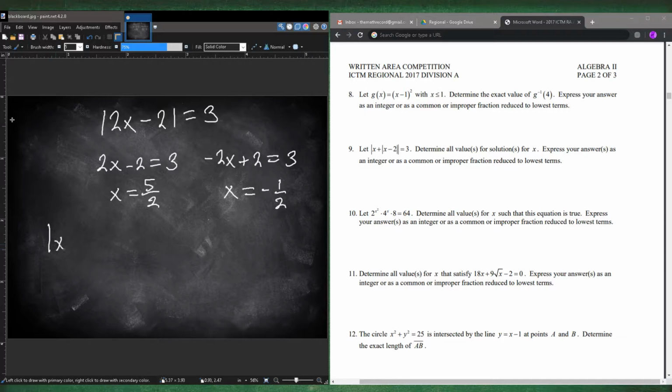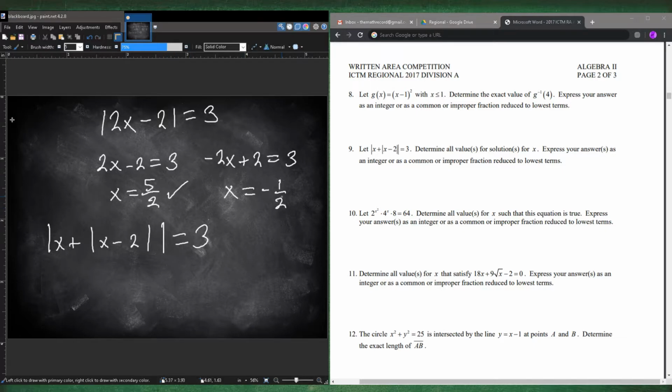So we have these two answers, but we need to check if they're extraneous, right? So we have the absolute value of x plus the absolute value of x minus 2, closed, is equal to 3. So we plug in 5 over 2 here. 5 over 2 is the same thing as 2.5, right? So 2.5 minus 2 is 0.5. And then x, which is 2.5, plus 0.5 is 3. So the absolute value of 3 is 3. So this thing makes sense. Okay, so we know this answer is correct.